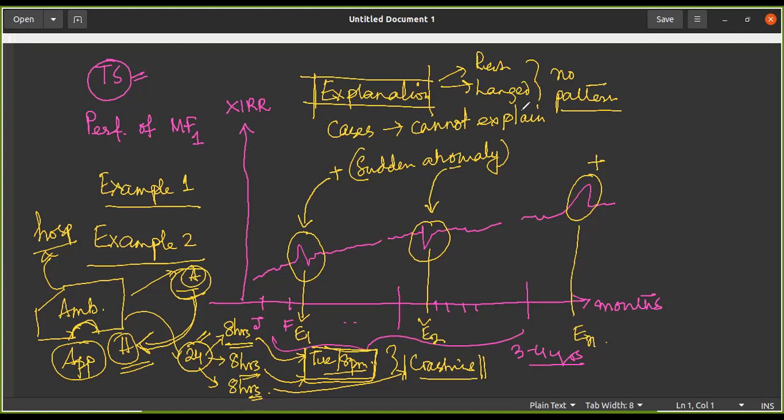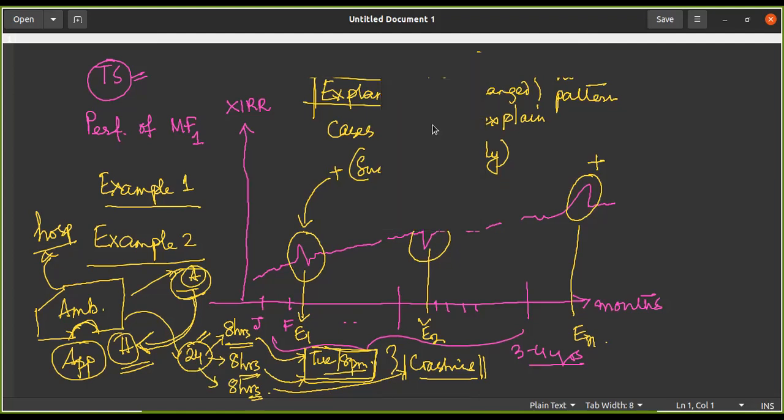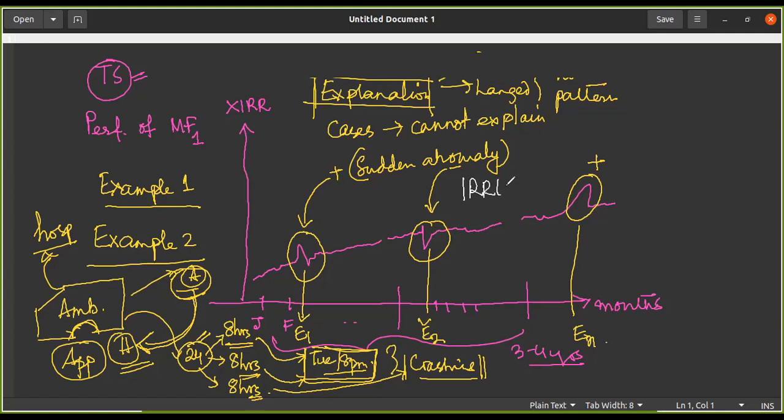If this is the scenario in which we are, then with respect to time series, this is known as irregularity. Sorry, irregularity, right? This is called irregularity because you can't explain this.